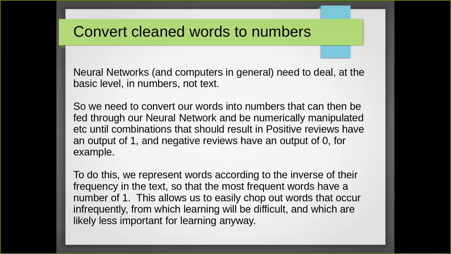So the way we often do this for sentiment analysis is we represent our words according to the inverse of their frequency in the text. In other words, the most frequent words have the lowest number, so they'd have a number of 1. And the reason we do it like that is because if we think about what we're trying to do, we're trying to look for words that are commonly used. They will help us in our training.